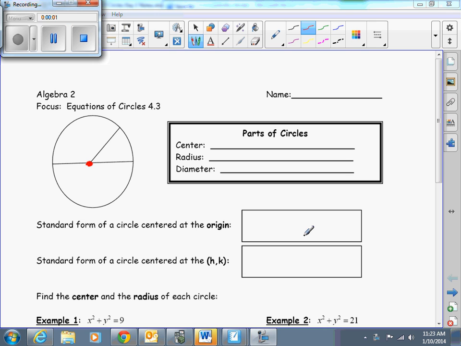Let's talk about the radius. What is the radius? Raise your hand if you know. Half the circle? Well, this is half the circle. Half the diameter. Now, you just defined radius with a word that I don't know.